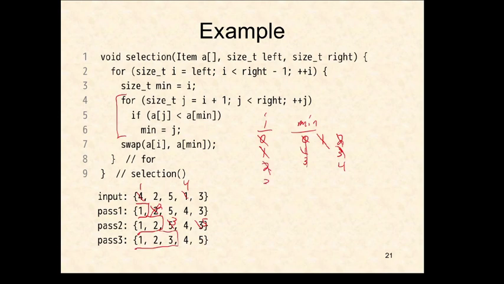I gets incremented to 3, min gets set to 3, and then we check for a smaller value. Is 5 smaller? No. So we haven't found a smaller value. We get to the swap statement. 4 swaps with itself. Now we've got 4 values that have been selected and put in the correct place. We're done. We don't need to make any more passes because 5, the only place it could be, is there.